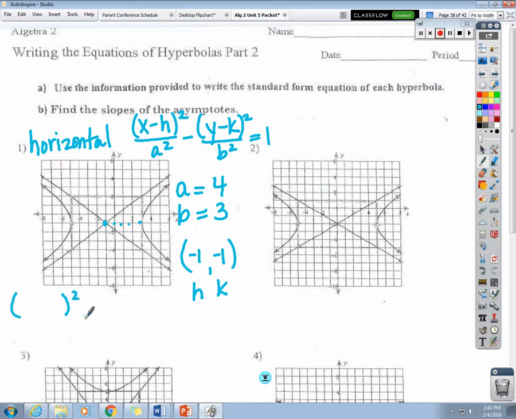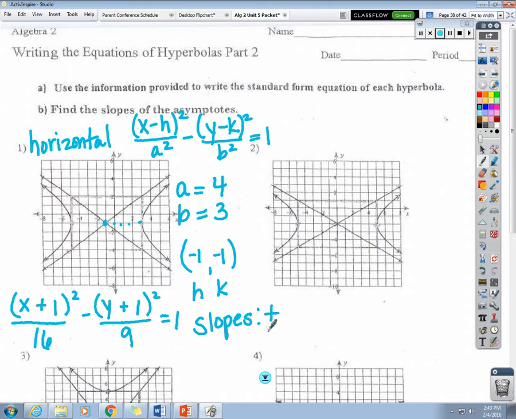So I'm going to set it up. Okay, x minus h. What is the h? So it'll become x plus 1. Y minus, so it'll become plus 1. Okay, your a value is 4, so square it, you get 16, and your b value is 3, so square it, you get 9. So there's your equation. Now for the slopes of horizontal hyperbolas, it's plus or minus b over a, so 3 over 4. Okay, you go ahead and try number 2.